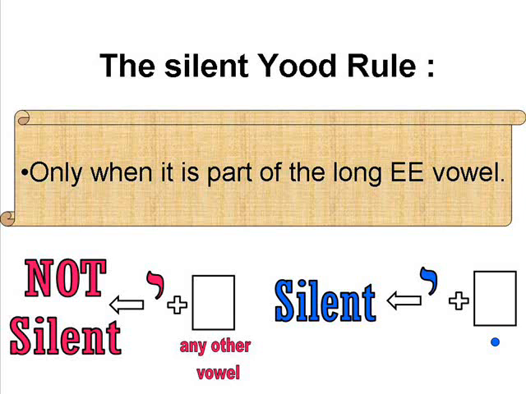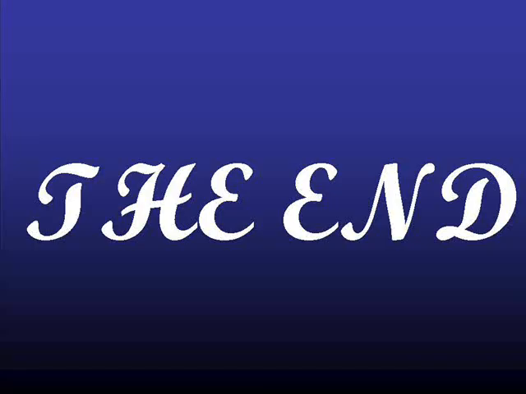Let's summarize. The silent Yood rule. When is a Yood silent? Only when it is part of the long E vowel. A letter with the chirik under it, one dot, plus Yood, that's silent. A letter with any other vowel plus Yood, that's not silent. This ends the presentation.